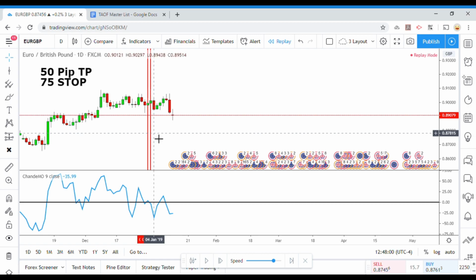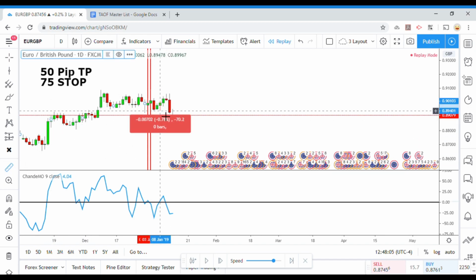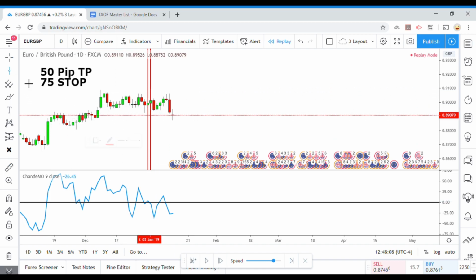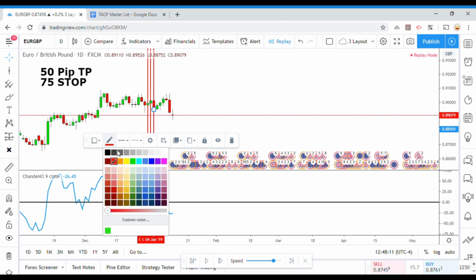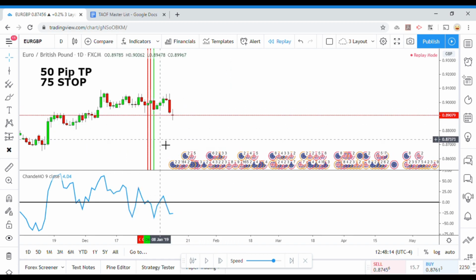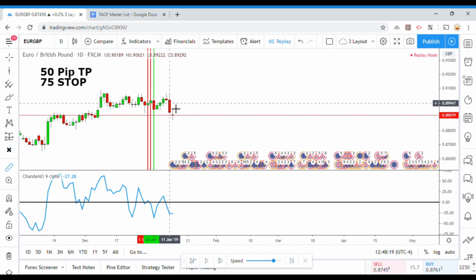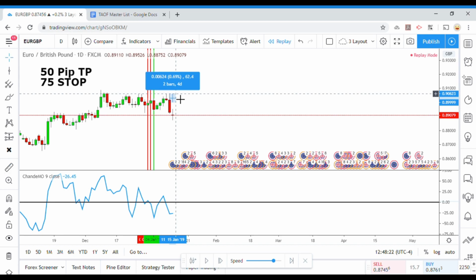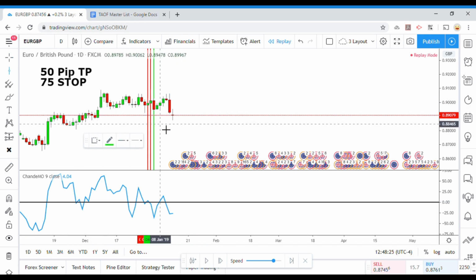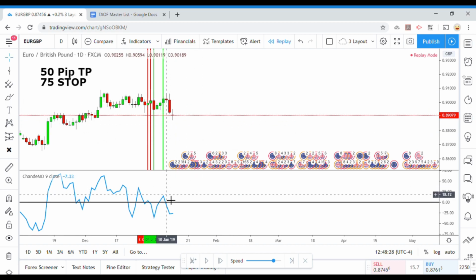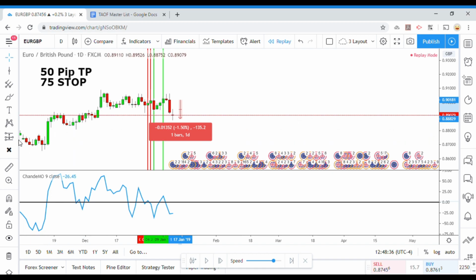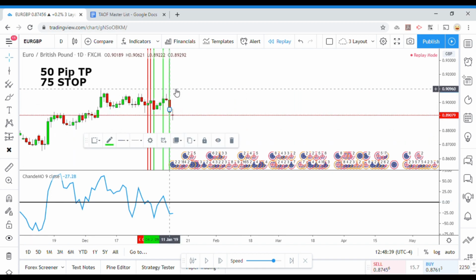Let's see here. So cross there, entry on this one. Wonder if this gave us our 50 pips. It did, so we'll call that one right there a win. Boom, boom, boom. Jumps over here to this one. Let's see if it gives us our 50 pips. It did. So, a win on that one. Then it turned around and went for this one here, and gave us our 50 pips on that one.